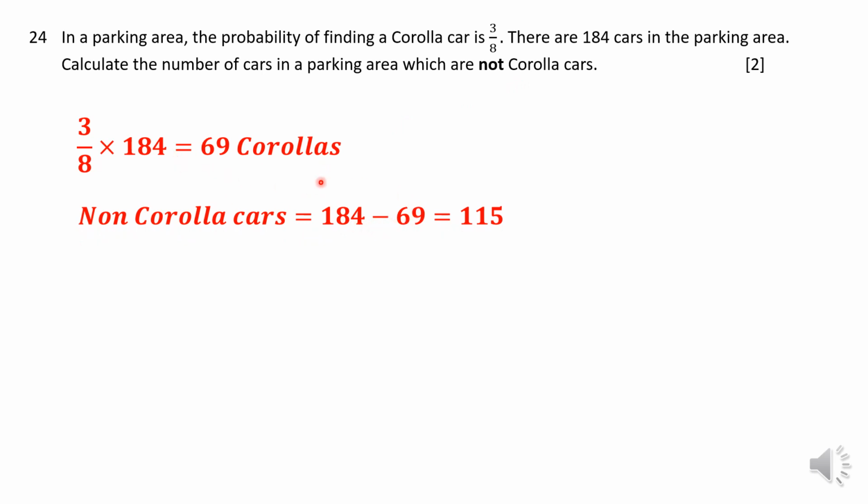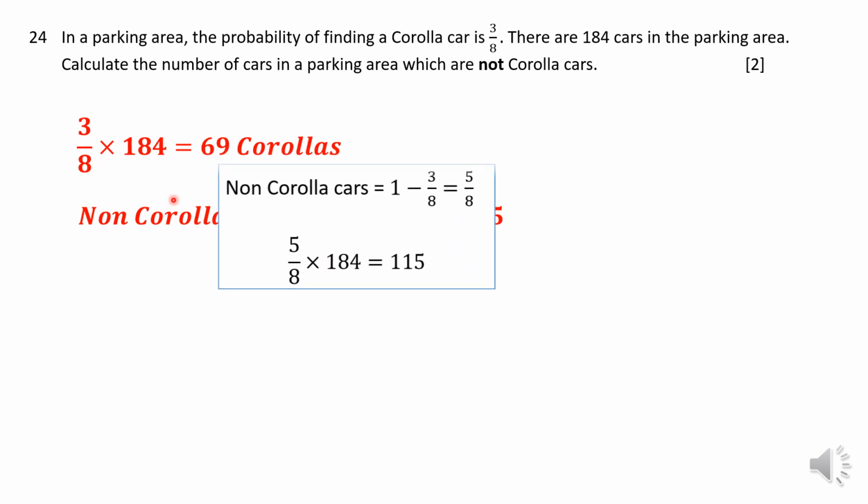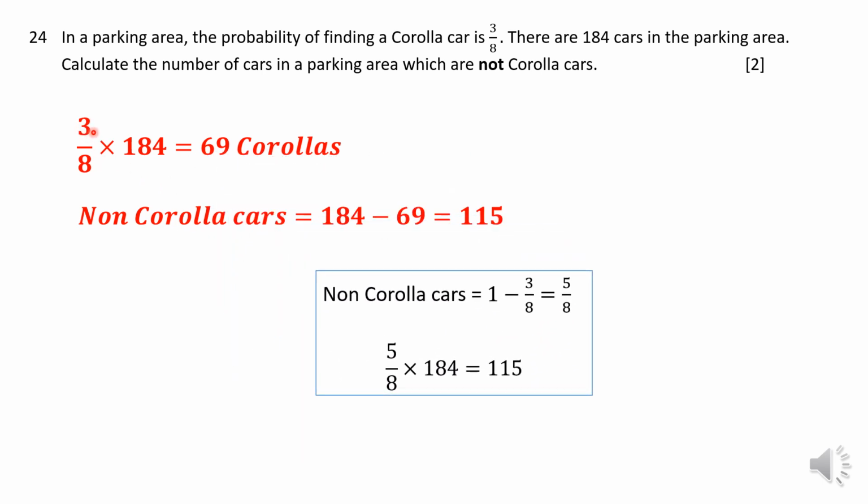minus 69. Or alternatively, you can find 5/8 of this particular fraction to make it a whole number, and you say 5/8 of 184, that gives you the number of cars.